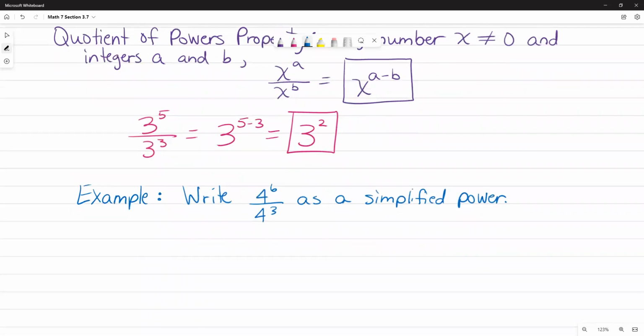All right, so what's my base number? 4. And what are my exponents? 6 and 3. So which one minus which one? 6 minus 3, yes. So that gives me 4 to the power of what? 3. 4 to the power of 3. So 4 cubed. Yes.